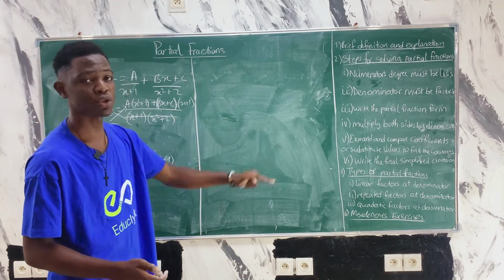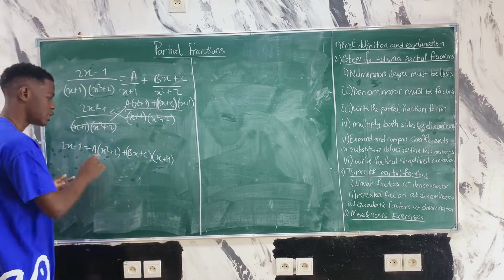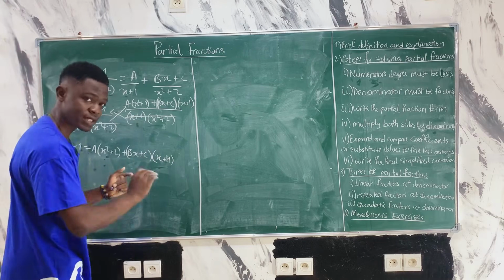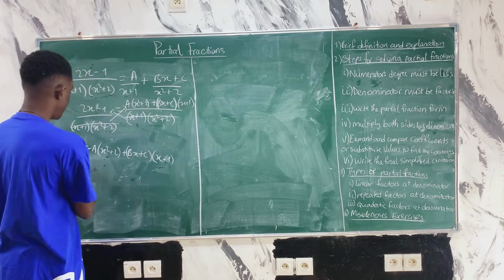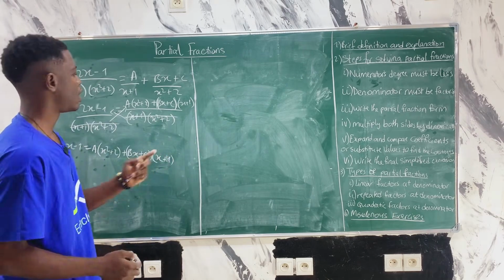use the expansion and comparison method. You just expand it, do a times x squared, a times 2, then you multiply it step by step and compare the coefficients.